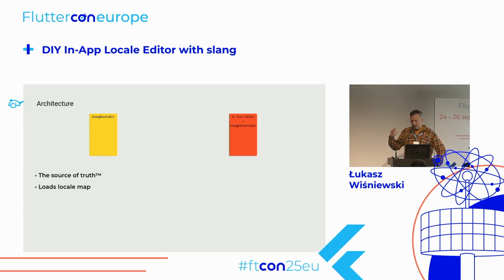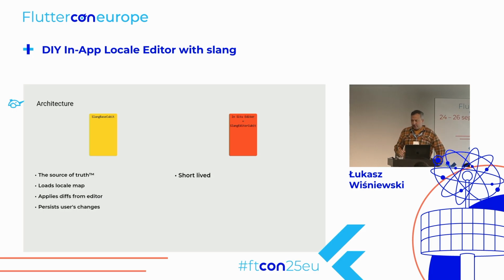The base cubit will load those translations whenever you open the app, and whenever something changes in the editor, you need to save those changes to local persistence and send them to the backend.